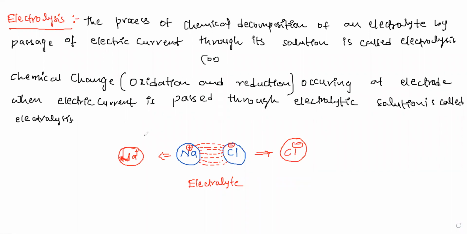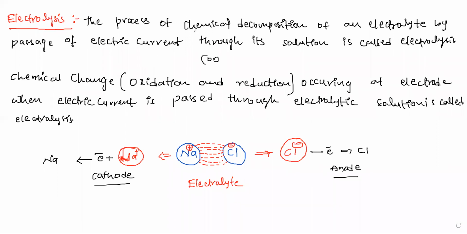Now it gains one electron and forms Na, sodium. From where does it gain the electron? From the cathode. Cathode, obviously, has a negative charge. From the negative charge, it gains the electrons and can form Na. And here chlorine can give the electron to the anode and form neutral Cl, that will occur at the anode.